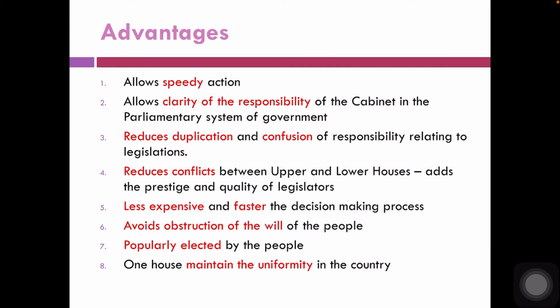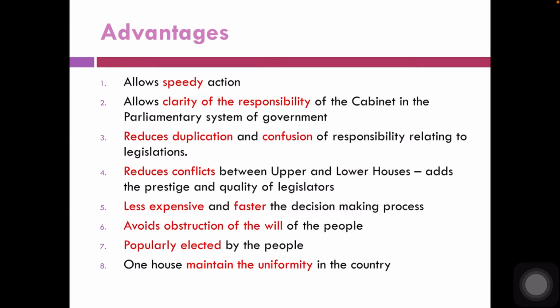So what are the advantages of using unicameral legislative system ni? So the first one, in terms of decision making process, is speedy lah. Maksudnya membuat decision making process tu sangatlah laju. Number 2, allows clarity of responsibility of the cabinet in parliamentary system of the government. Next, can reduce duplication and also confusion relating to legislature. Number 4, reduce conflict between upper and also lower house. Therefore, it will increase the quality of the legislator sebab tak ada conflict.